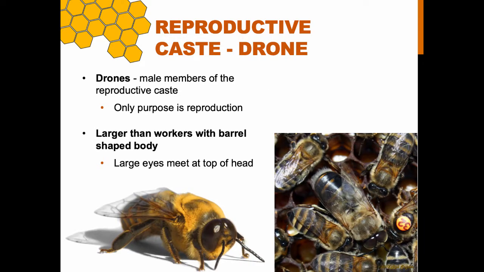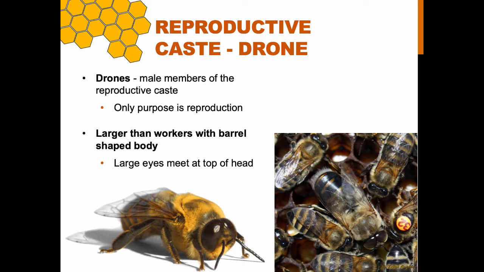So drones. Drones are the male members of the reproductive caste, right? And their only purpose is reproduction. They don't do diddly other than reproduce. Well, they do diddly, but they don't do anything else. So they only diddly. They are really, really useless, which makes them kind of interesting to look at. So their only purpose is reproduction.